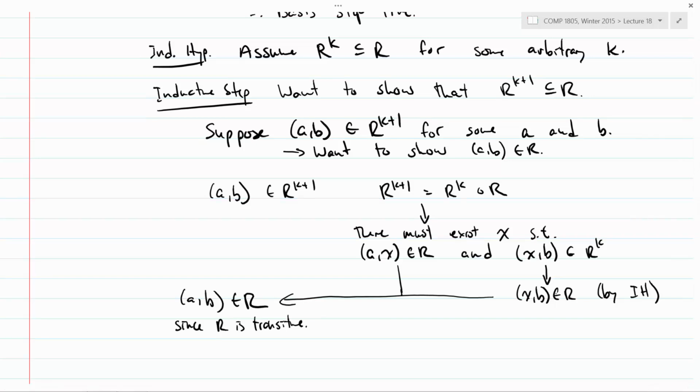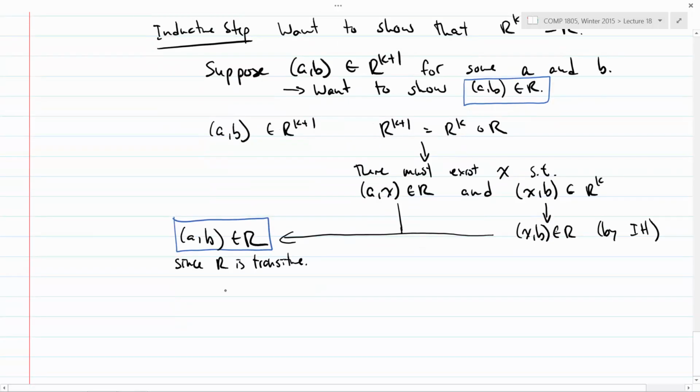And now we're really happy because what we've shown is that AB is in R, and what we wanted to show was that AB was in R. So we started by assuming that AB was in R to the k plus 1, and now we've shown that AB is also in R. So that must mean that R to the k plus 1 is a subset of R, which means our proof by induction is over.